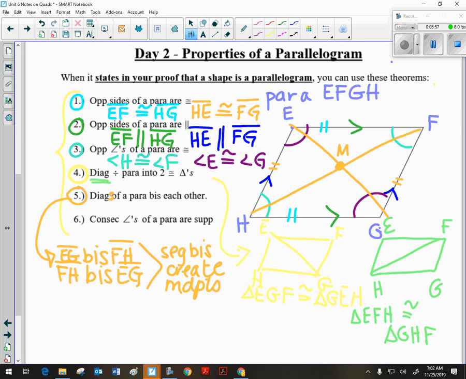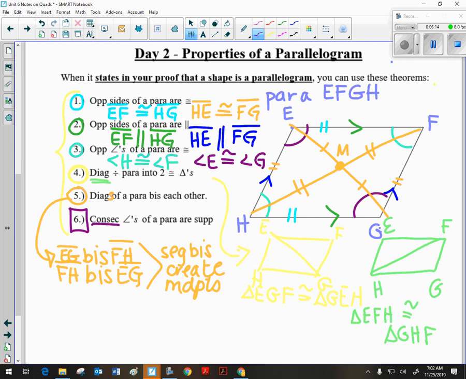And then, of course, once M is the midpoint, you would know that the two parts are congruent on one diagonal and the two parts are congruent on the other diagonal. And then the last thing that we have to talk about here is that any set of consecutive angles will be supplementary to each other.